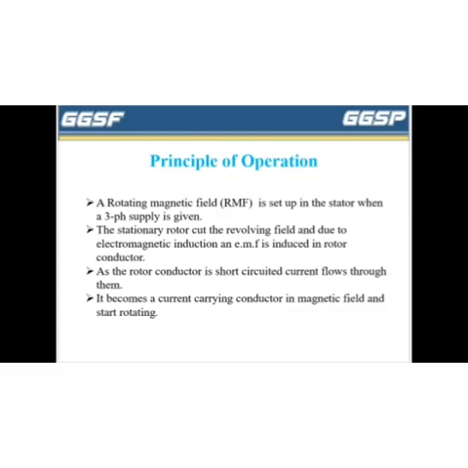Principle of operation. A rotating magnetic field, or RMF, is set up in the stator when a three-phase supply is given. The stationary rotor cuts the revolving field, and due to electromagnetic induction an EMF is induced in the rotor. As the rotor conductors are short-circuited, current flows through them. It becomes a current-carrying conductor in a magnetic field and it starts rotating.